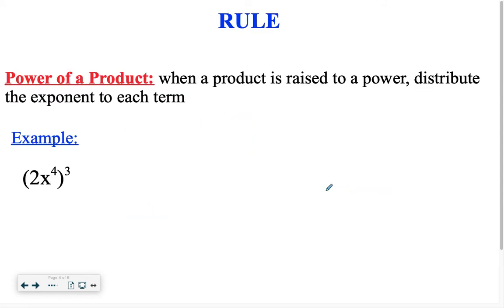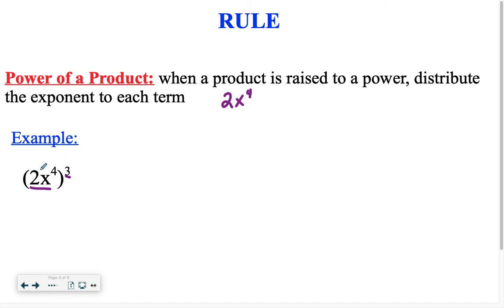Let's talk about the second rule. This second rule is called the power of a product. When a product, something that's being multiplied together, in this case 2x to the 4th, is raised to a power, so this entire thing is being raised to the 3rd power, you distribute the exponent to each term.